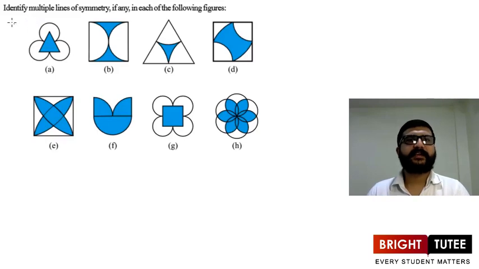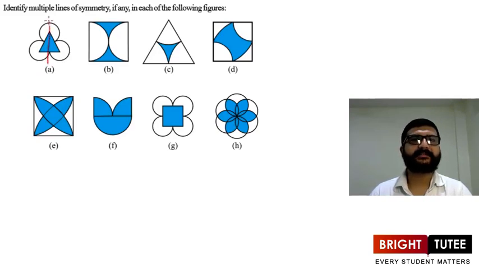Now the next question is, identify multiple lines of symmetry, if any, in each of the following figures. So here a few figures are given. We have to identify the lines of symmetry. Now let's see the first one. What do you think about lines of symmetry?